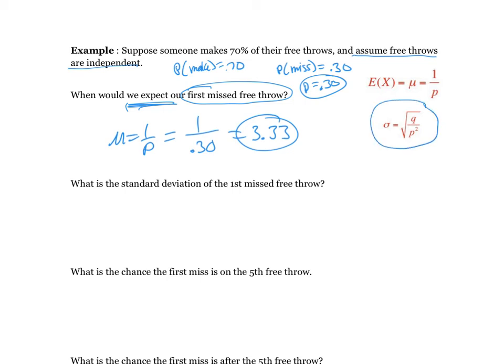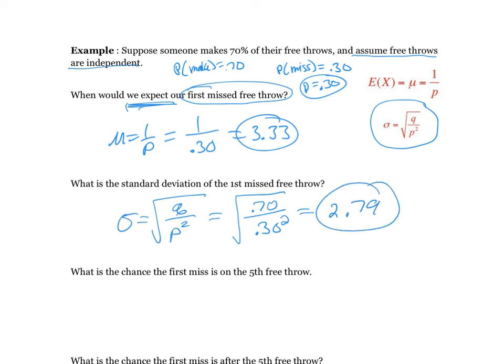That's this equation. And again, these will be given to you on the AP test. So remember that Q is failure, and in this case, a failure is actually making it. So that's 70%, and success was missing, and I need to square it. So we would do that on our calculator. And I would get 2.79 as my answer.